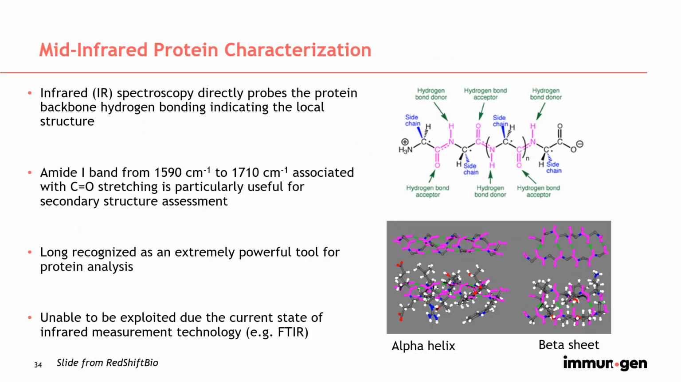Infrared spectroscopy directly probes the hydrogen bonding in the polypeptide backbone, indicating whether the local structure is folded as an alpha helix or a beta sheet because of the characteristic pattern of the hydrogen bonding associated with each of these structures. The amide-I band from 1590 to 1710 wave numbers, that is associated with the CO stretching in the polypeptide backbone, is particularly useful for studying secondary structure of proteins.